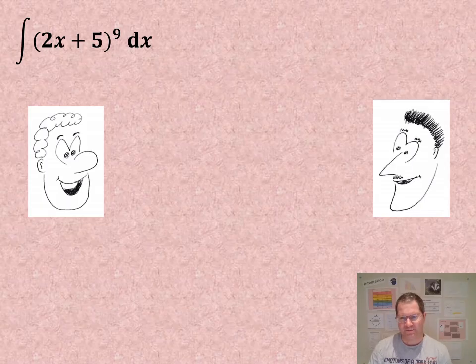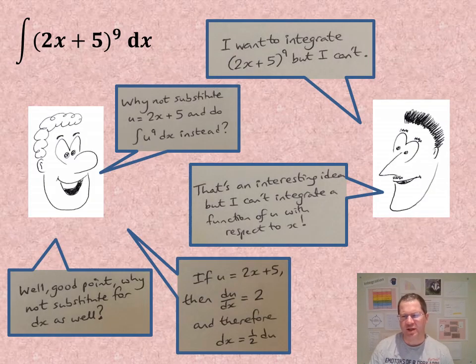Apologies in advance. I want to integrate (2x + 5) to the power of 9, but I can't. Why not substitute u = 2x + 5 and do the integral of u to the 9 dx instead? Well, that's an interesting idea, but I can't integrate a function of u with respect to x. Good point. Why not substitute for dx as well? If u = 2x + 5, then du/dx = 2, and therefore dx = half of du.